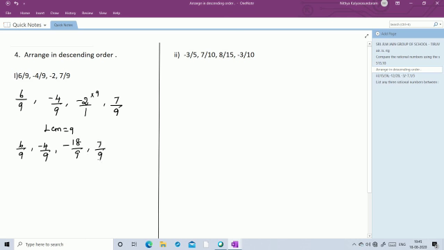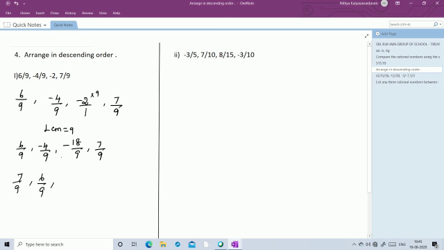So the denominators are same. Always remember, compared to positive, negative is smallest. Then 0 and negative: negative only is the smallest, 0 is greater. With two negatives, it's a reverse order: the smaller number is the greater number, and the greater number is the smaller number. Here descending order means the greatest number you want to write first. So positive only will come. So 6 by 9 and 7 by 9. Which is greater, 6 or 7? 7. So 7 by 9, comma, 6 by 9, comma, then the 2 negatives.